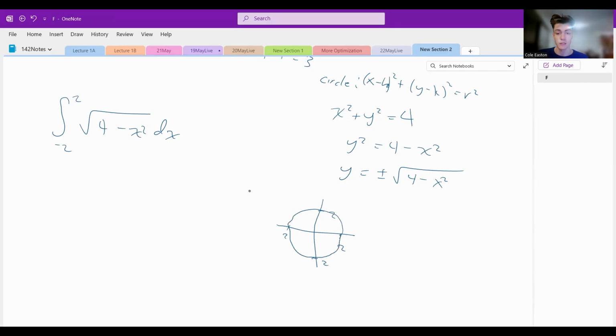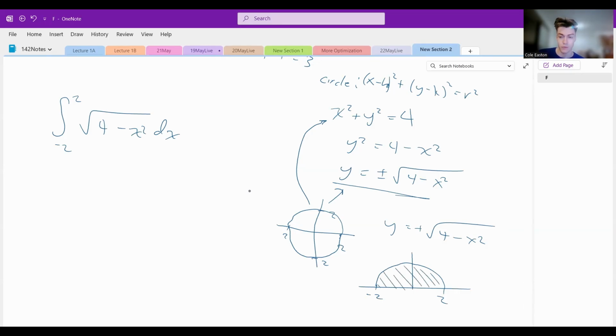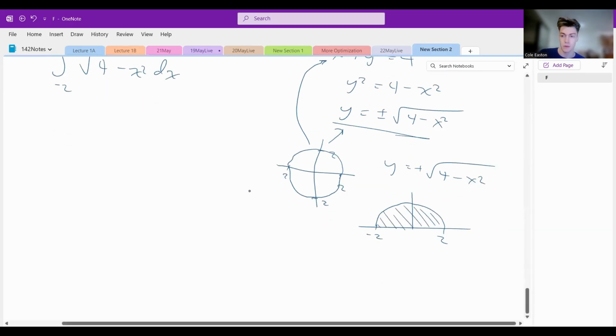so it looks like this, which means that this last equation looks like the same thing. But since in our integral, we don't have this plus or minus, we just have the plus part. That means that we're going to take the bottom part away. And so y equals just the positive square root of 4 minus x squared is going to look like a semicircle from -2 to 2. And if we want to take the integral of this, we're saying the area under this curve from -2 to 2.